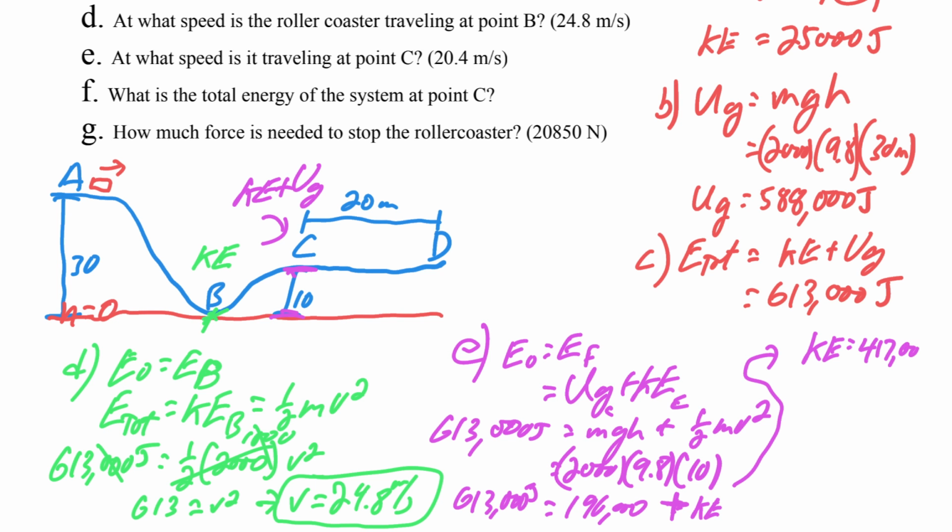417,000. So when we do 1/2 mv squared, I'm going to let you do the algebra at this point. It's good practice anyways. Just confirm that you get what I get. So I get a v of 20.4 meters per second.